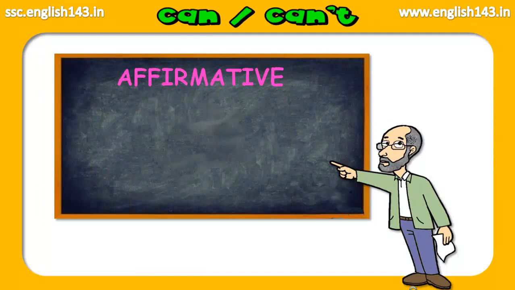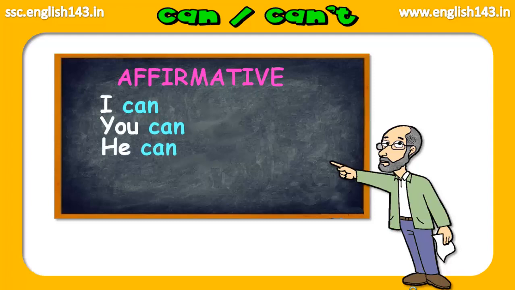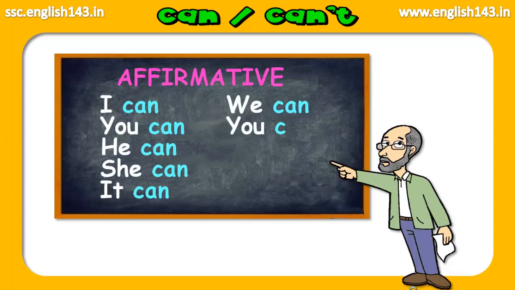In affirmative sentences, when somebody is skillful in doing something, we use can to express that. I can, that means I am able to do. I am skillful to do something. You can, he can, she can, it can, we can, you can, they can. Thus, can is used in affirmative sentences to express the ability or the skillfulness to do something.